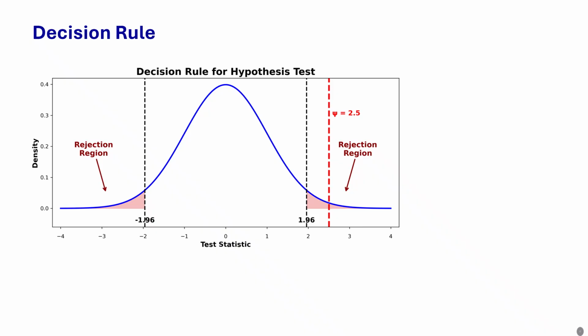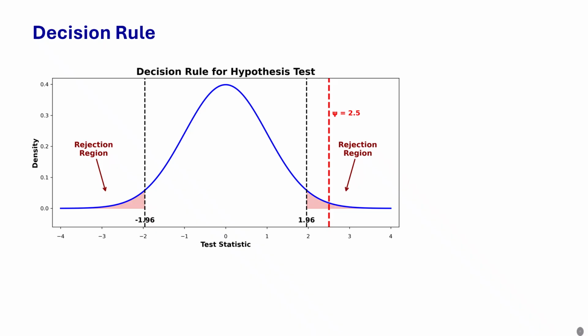Before making a decision, we need to determine the rejection region. In this example, the alternative hypothesis states that the population mean is not equal to 100. Because we are interested in detecting differences in either direction, we use a two-tailed test. For a two-tailed test at the 5% significance level, the critical values are negative 1.96 and positive 1.96. The shaded regions represent the rejection regions.